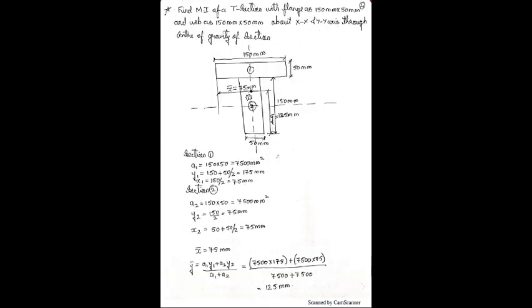Similarly for section 2, this is section 2. Parallel to it is 150, perpendicular is 50. So 150 into 50 cube by 12. So we get so much. Adding both, we get the final answer.